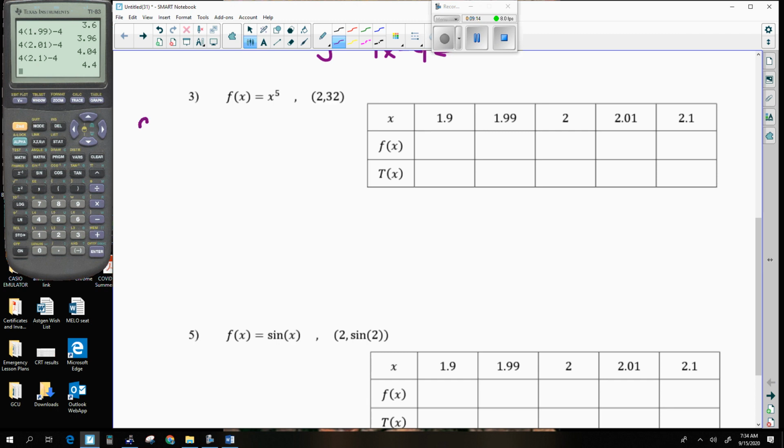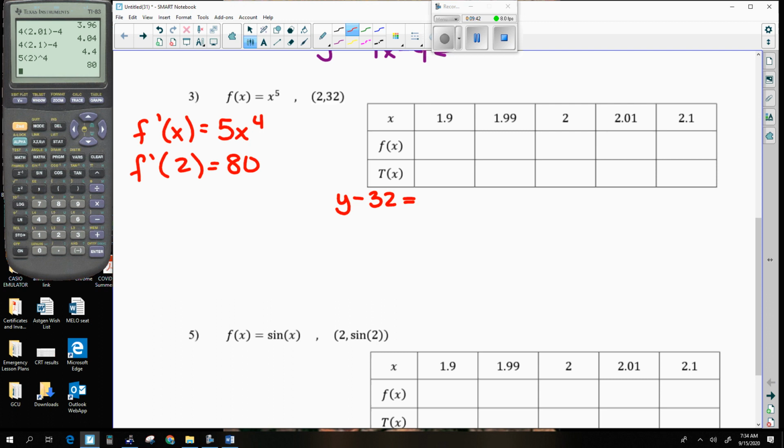Okay, so same idea. Let's change colors here. So we need to find the slope of our tangent. We're taking at point 2. So that's our slope. So our equation is y minus y1 is equal to m times x minus x1.